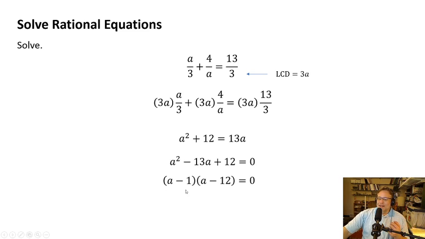This is going to be a double bubble type solution here. A and A, the signs are going to be the same, and they're both going to be minus signs here. And so what are two numbers that multiply to give us positive 12 but add to give us negative 13? The answer is negative 1 and negative 12. This allows for us to then solve for a. There are two possible solutions, 1 and 12.